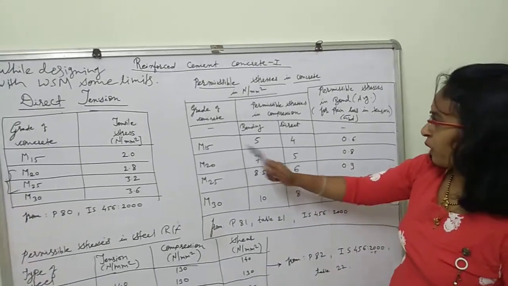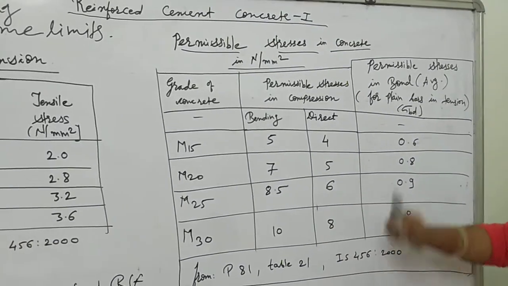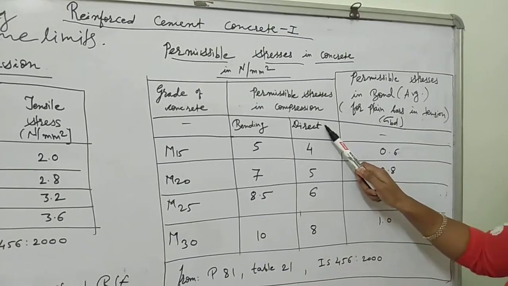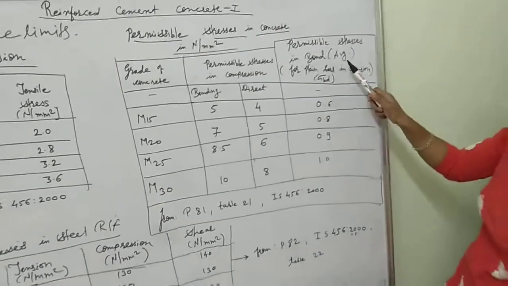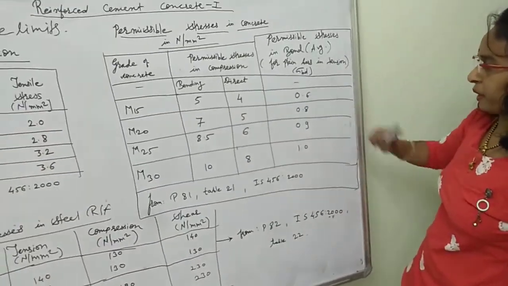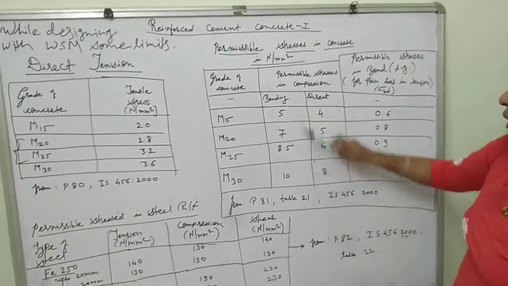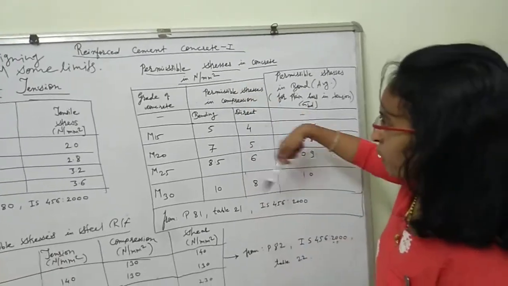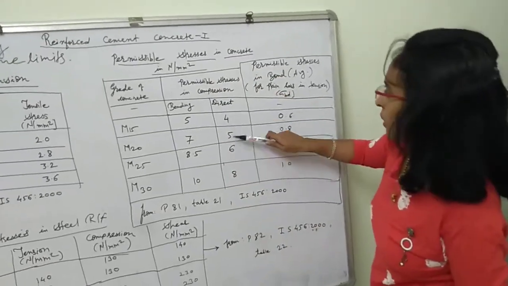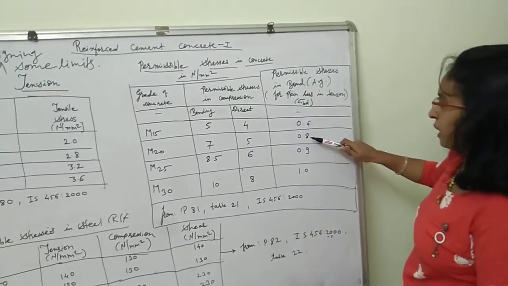For M15 grade of concrete, the permissible stress in compression for bending is 5. In direct it is 4. And the permissible stress in the bond is 0.6. For M20 grade of concrete, the permissible stress in compression is 7. All values are in Newton per mm square, remember. And in direct, 5 Newton per mm square. And the value of tau d is 0.8.